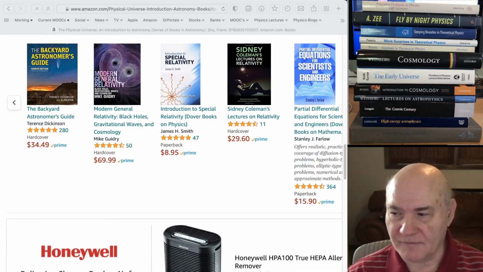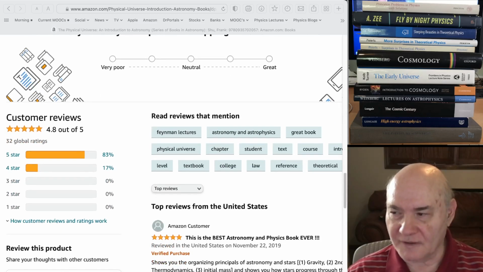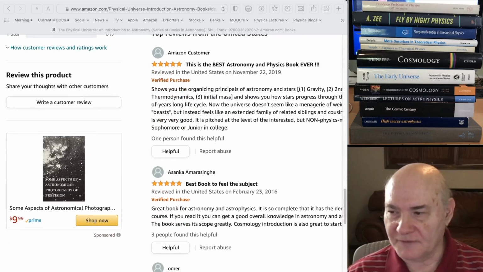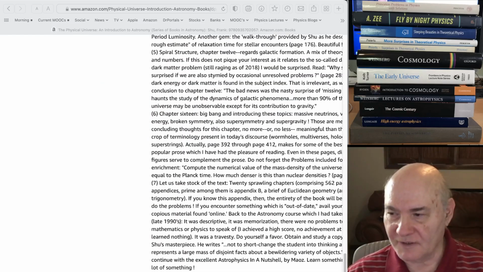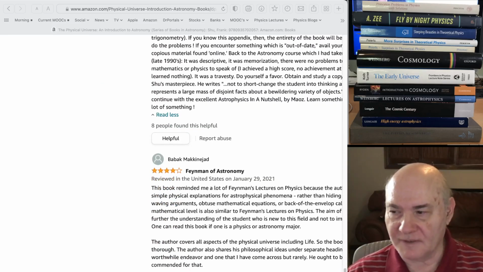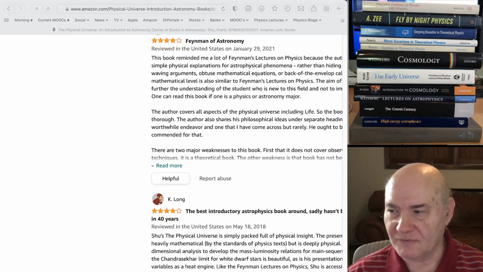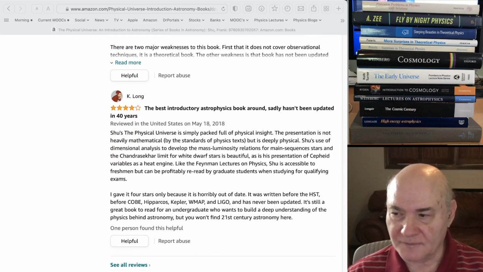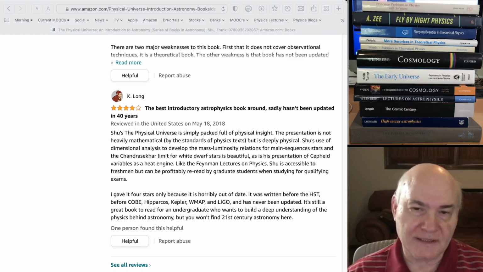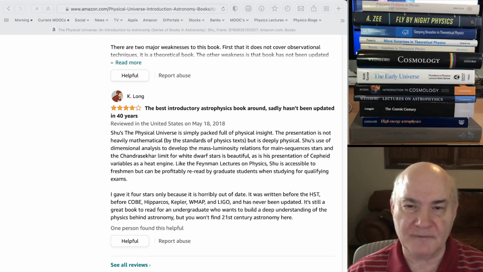When you look at the reviews on this book, you get things like: this is the best astronomy and physics book ever, best book to feel the subject, Frank Shu emphasizing connection, Feynman of astronomy, the best introductory astrophysics book, sadly hasn't been updated in 40 years. So all I can tell you is I'm not sure whether you should read this book, but you should try and find an astronomy book that's hopefully close to this in quality and everything.